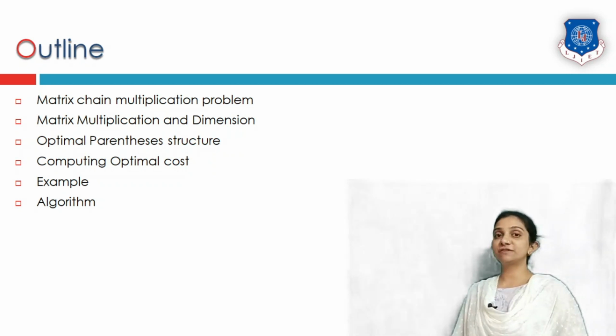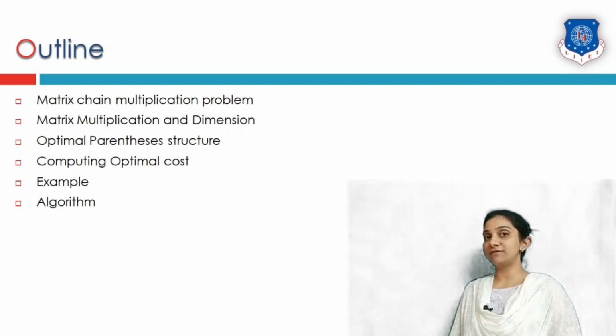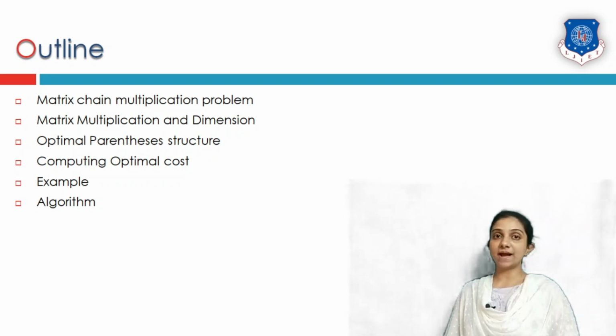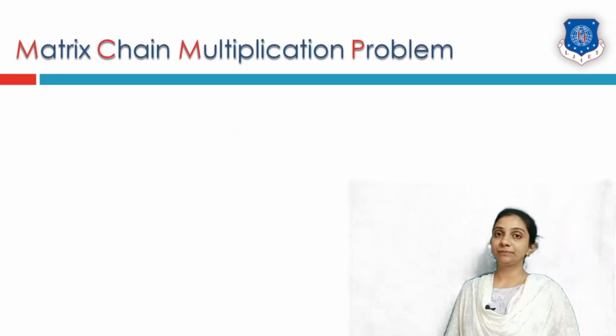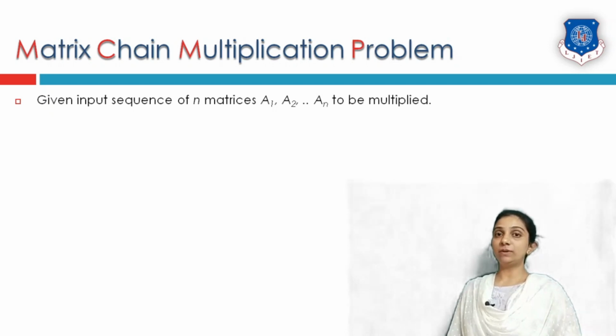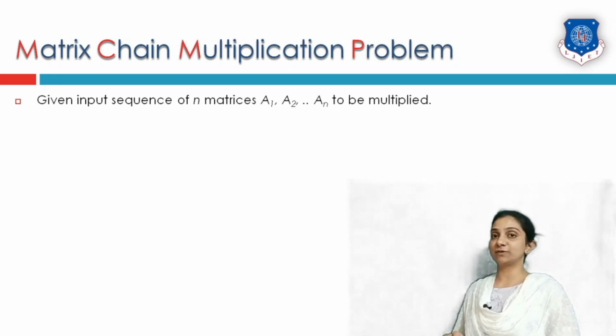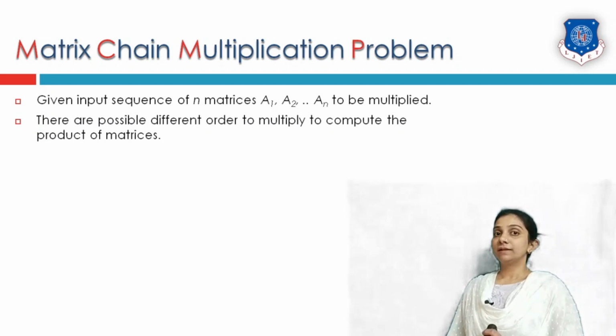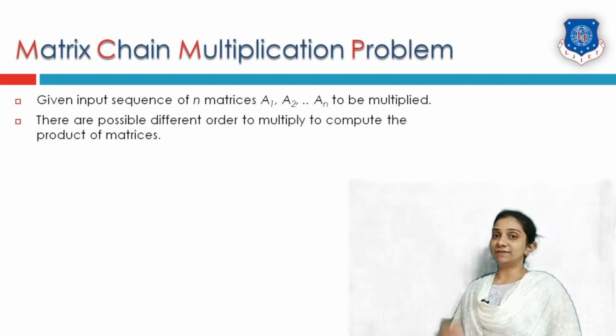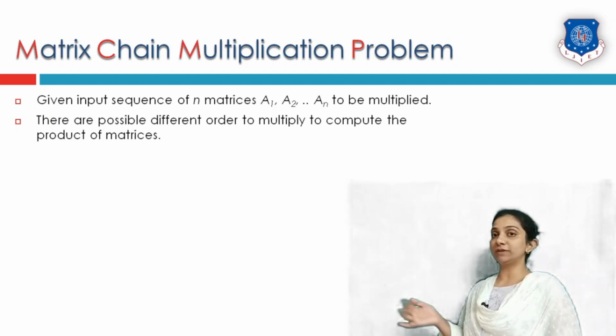For the rest of this session, we are going to refer to our matrix chain multiplication problem as the MCM problem. We are given a sequence of n matrices A1, A2, A3 up to An, which need to be multiplied in the same order. That means the order of the matrices should not be changed. They should be as they are. Next, there do exist multiple orders of multiplication to compute the same product.